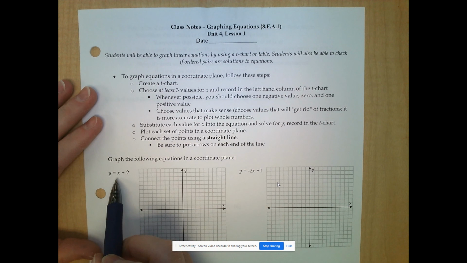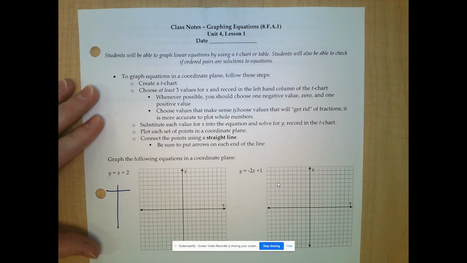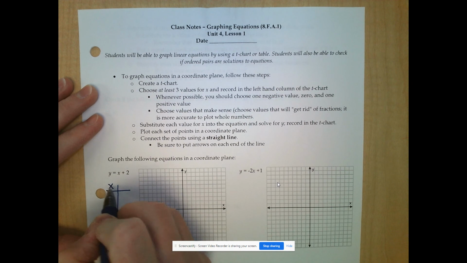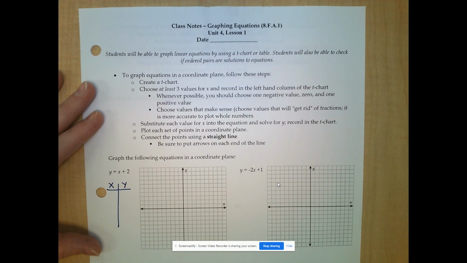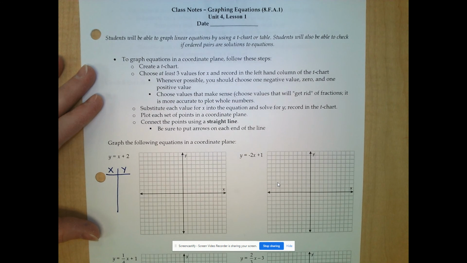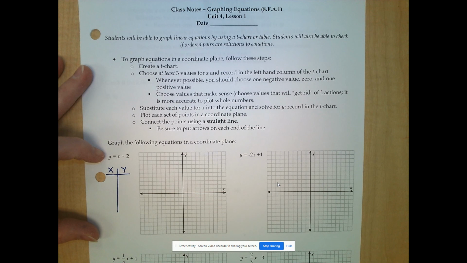So when you look at an equation like y equals x plus 2, a T-chart looks just like that, like a lowercase t. And you've got x values and y values. Sometimes you'll be given those values and sometimes you'll get to choose them. Now, if you're going to choose the values, you want to choose values that make sense. A, that they're going to fit on the graph, but B, that they work for your equation. It'll make a little bit more sense when we get down to the bottom of the page.